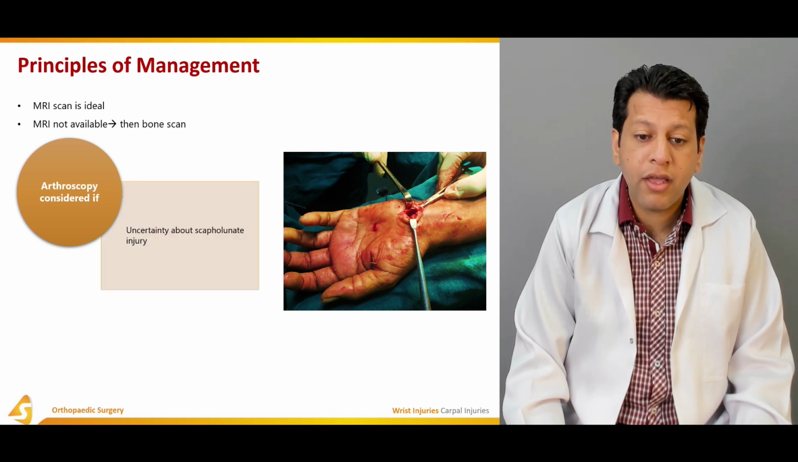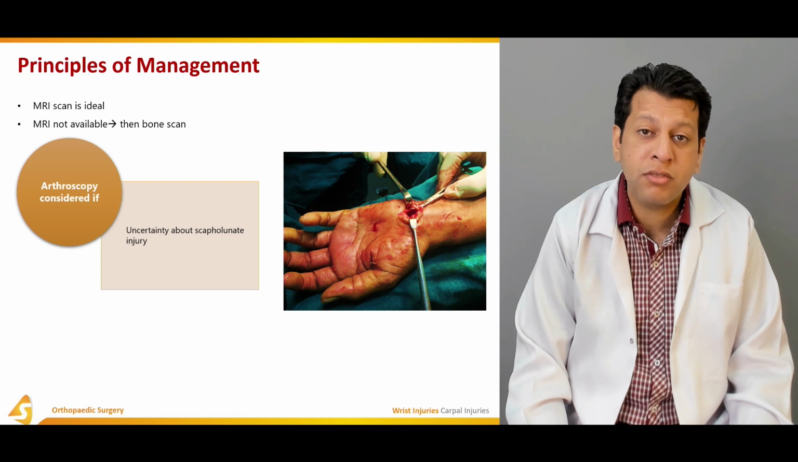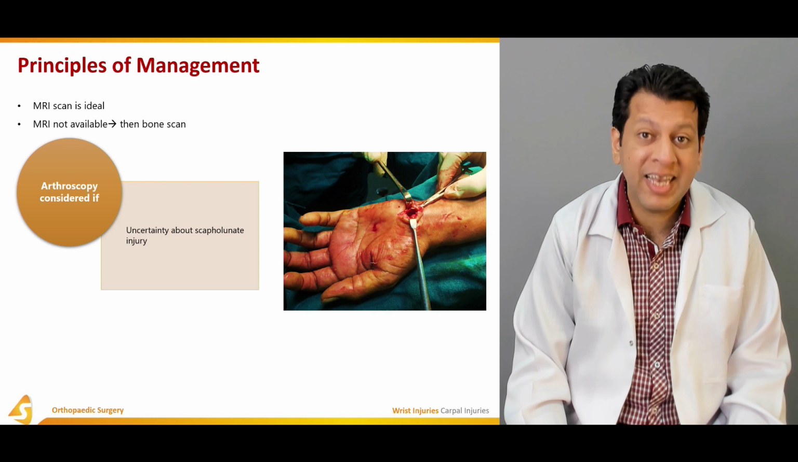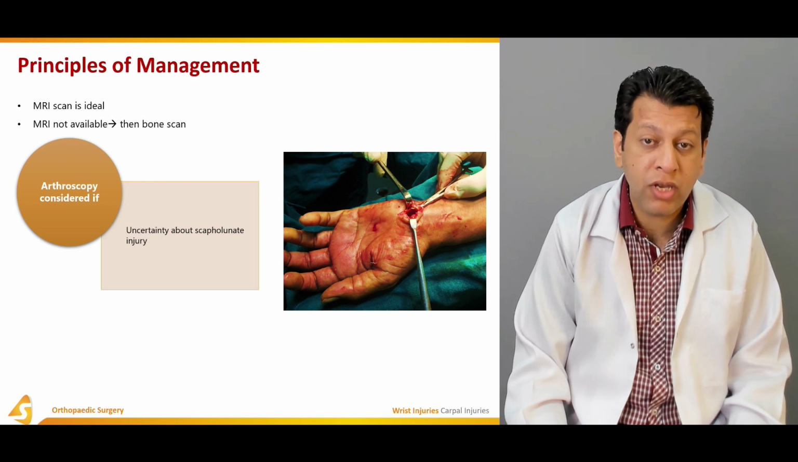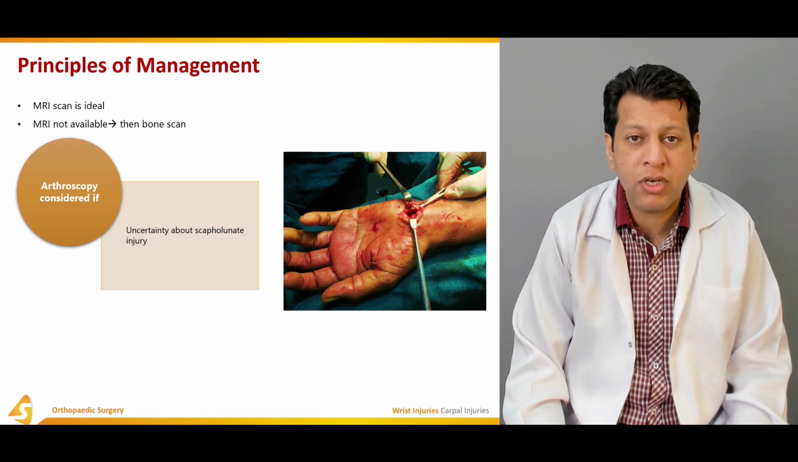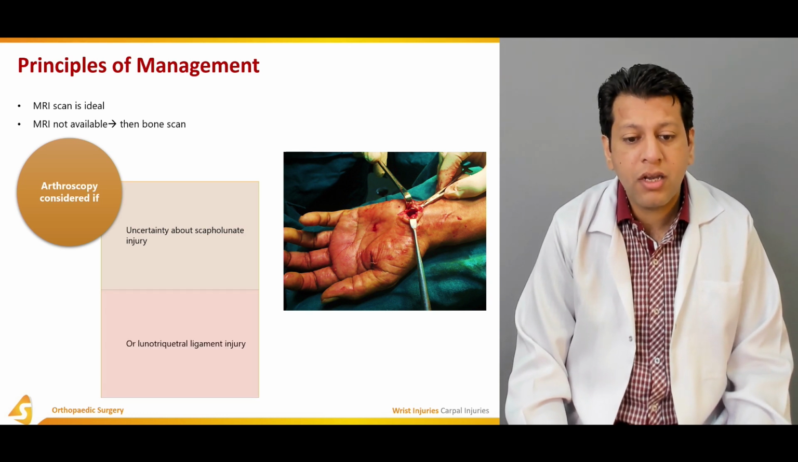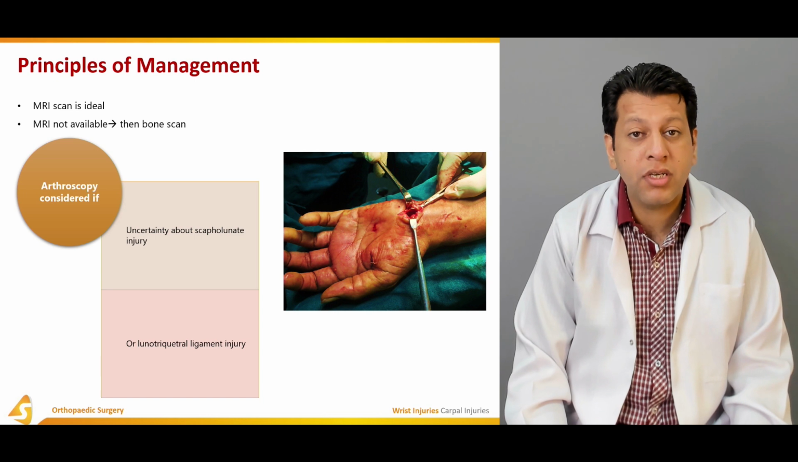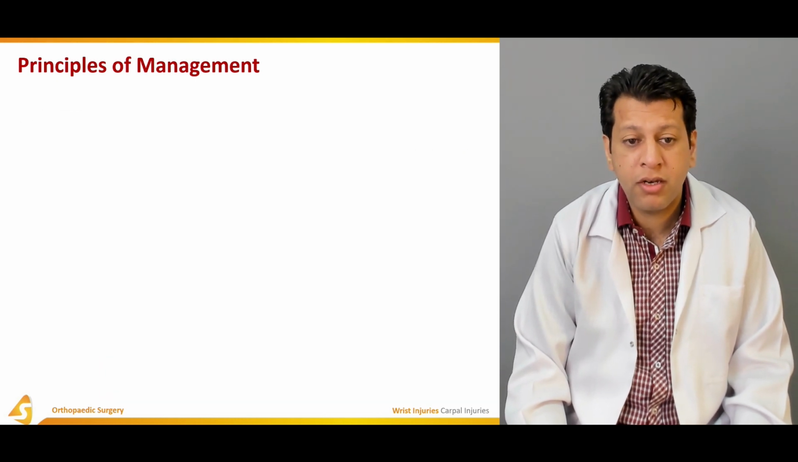Arthroscopy is considered if there is uncertainty about a scapholunate injury. Why is this important? Because a scapholunate ligamentous injury would produce a SLAC wrist, that is scapholunate advanced collapse, which is going to be highly problematic for the patient and may eventually lead to a lot of arthritis. Or a lunotriquetral ligament injury, which can produce a SNAC wrist as well.